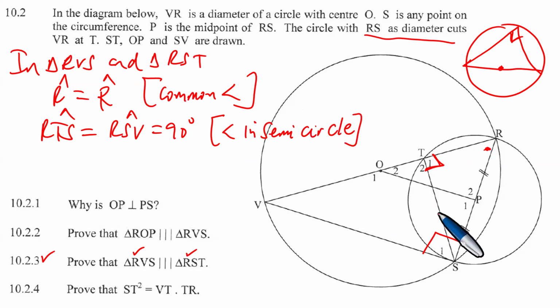So that angle RTS is equal to angle RSV, which is equal to 90 degrees, angle in a semicircle. Okay, right. So now, which means therefore, the next thing that you need to do is to say that you already have two angles that are equal to each other. And then now you need to establish a third angle that is remaining in the triangles.